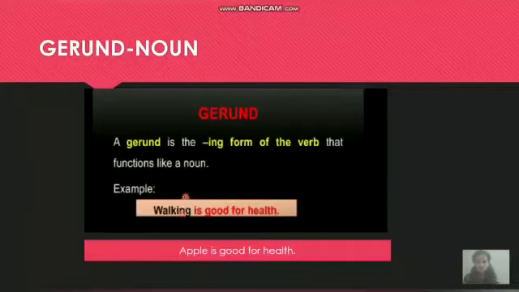Now even if I remove this word walking and add some other word over here, for example the word apple, the sentence becomes: Apple is good for health. Now look at the sentence. It is doing the same function, right? It is a noun and it is not acting as a verb. So the function of the gerund is that it acts as a noun.